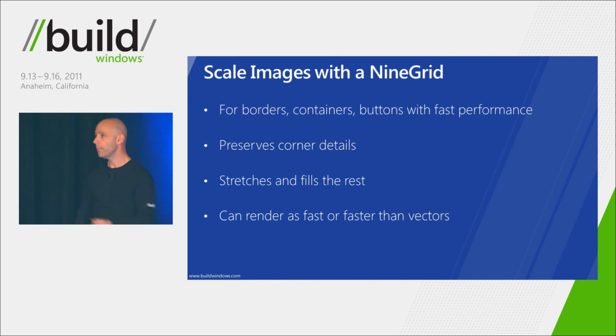So what does that mean? Basically, you can use it for buttons and borders and other containers. It preserves the corner details of your images. So when you're creating a larger border or a smaller border, if you're using an image, now when you zoom in on an image, you get that pixelated look around the edges. You can make it so that with a 9-grid, it stretches just in the right spots, and in the corners it doesn't. So it keeps that nice, smooth corner appearance. So it stretches and fills the rest. And this can be really important because it can render as fast or faster than vectors in many cases.